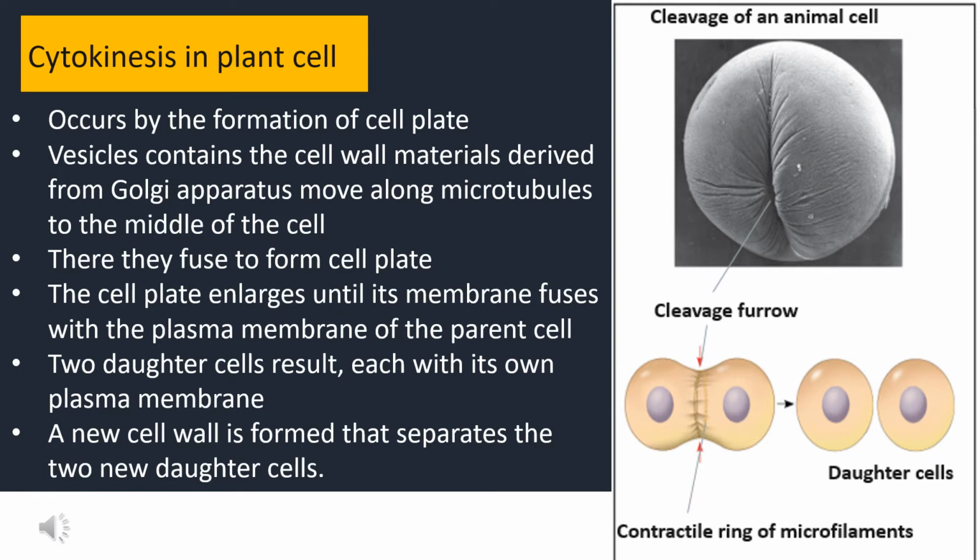Instead, during telophase, vesicles containing cell wall materials derived from the Golgi apparatus move along microtubules to the middle of the cell. Then, they fuse to form a cell plate. The cell plate then enlarges until its membrane fuses with the plasma membrane of the parent cell. Two daughter cells form. Each has its own plasma membrane. Meanwhile, a new cell wall arising from the contents of the cell plate has formed between the daughter cells.